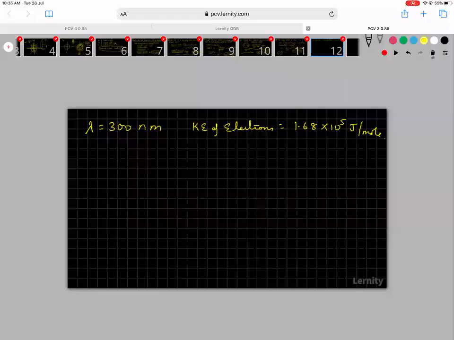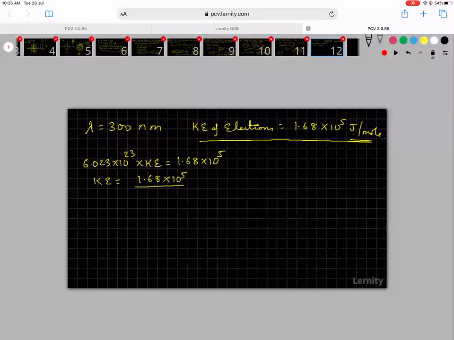Yeah, so now this is very interesting. They're asking you what is the threshold energy. First, they've given you the kinetic energy of electron in joules per mole. That means for 6.023 into 10 power 23 electrons, the kinetic energy is 1.68 into 10 power 5. So for one electron, the kinetic energy is going to be 1.68 into 10 power 5 divided by 6.023 into 10 power 23. So this is the kinetic energy for one electron.